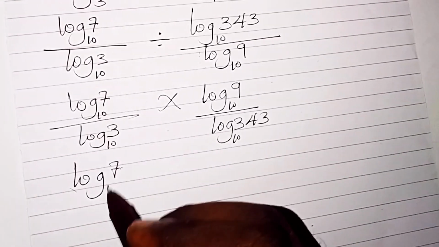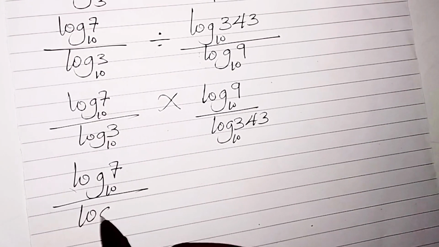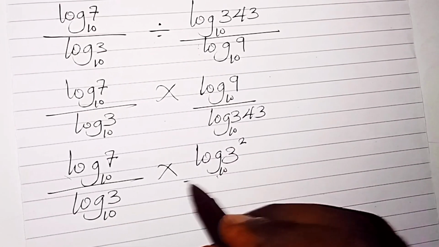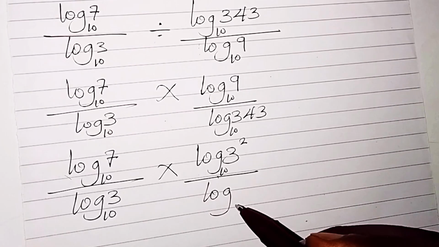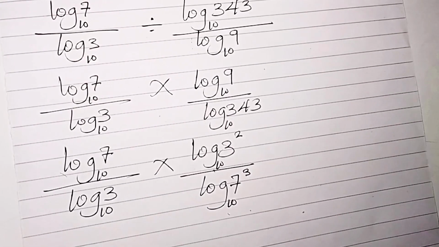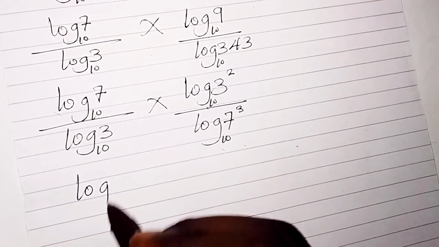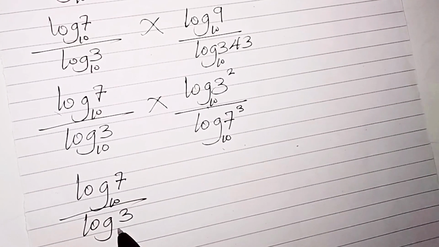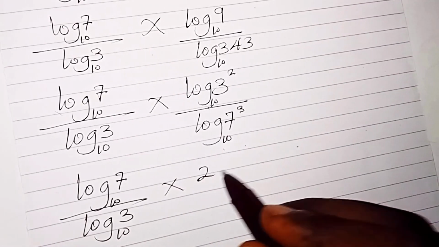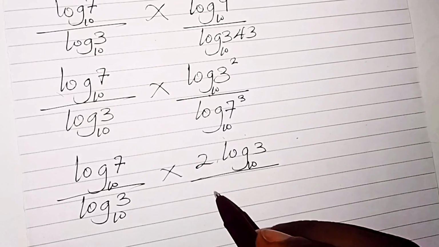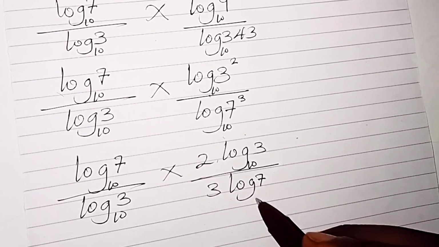That's log 7 base 10 divided by log 3 base 10 multiplied by log 9, which can be written as log 3 squared base 10, divided by this as well. 343 can be written as log 7 raised to the power of 3 base 10, and then this can as well be log 7 base 10 divided by log 3 base 10 multiplied by this, which can be written as 2 log 3 base 10. That's one of the laws of logarithm. And then this one is going to be 3 log 7 base 10.